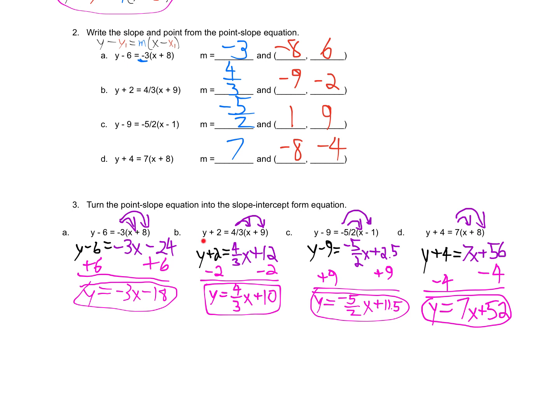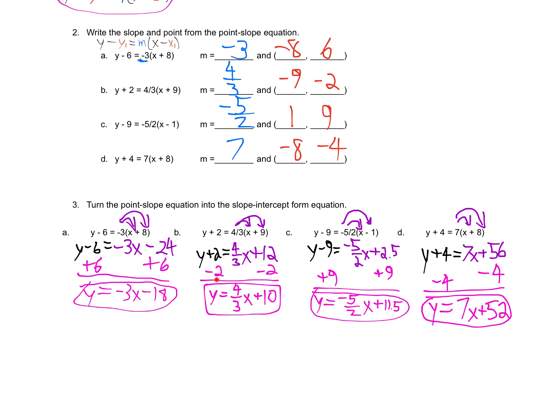For B, we have y plus 2 equals 4/3 times the quantity of x plus 9. Again, we multiply that 4/3 through. 4/3 times x is 4/3 x. 4/3 times 9: 4 times 9 is 36, 36 divided by 3 is 12. You can also do the 9 divided by 3 first. That's 3, and then 3 times 4 is 12. Again, just type 4 divided by 3 times 9 on the calculator. Gives us positive 12. So we have y plus 2 equals 4/3 x plus 12.